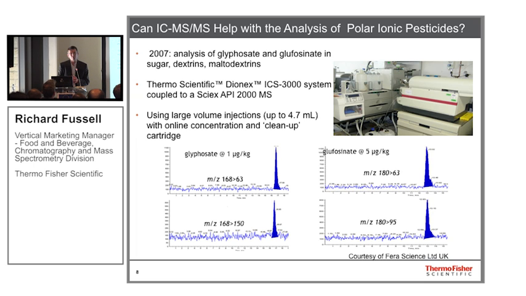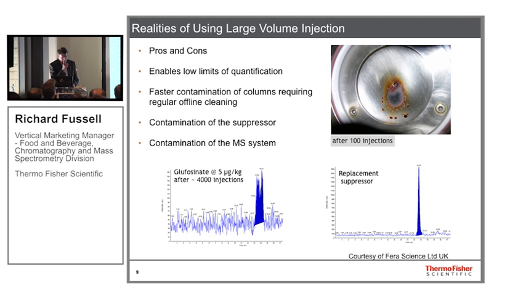We used it for several years. We analysed thousands of samples. The glufosinate was a little bit more difficult because the response is about five times less, but we did achieve it. The problem with using such a large volume injection is that you obviously get to lower limits of quantification, but you contaminate your system more quickly. You contaminate the columns, and we had to clean them offline, which we did. In fact, we had two sets of columns.